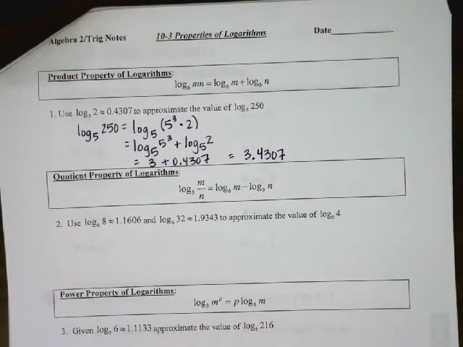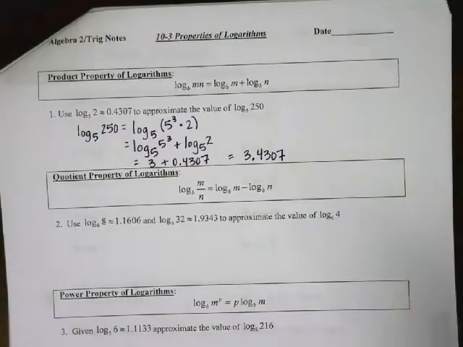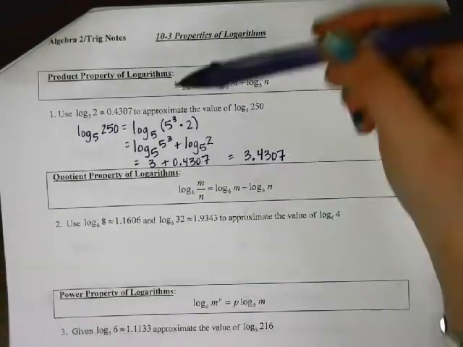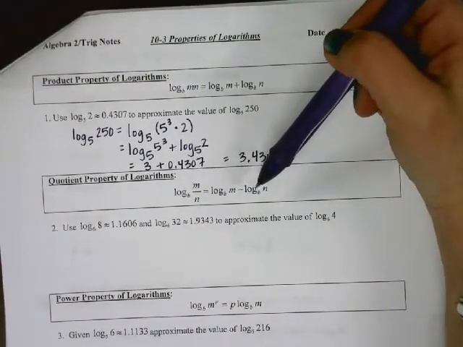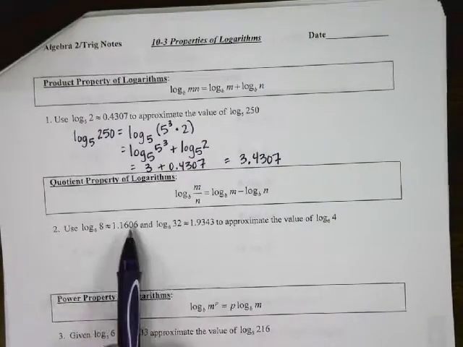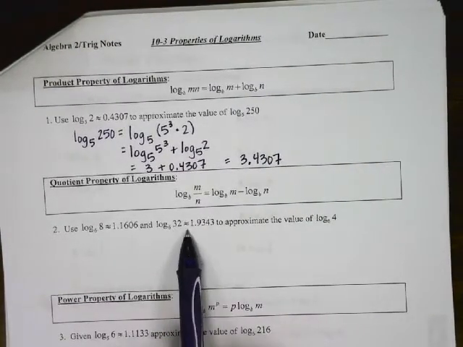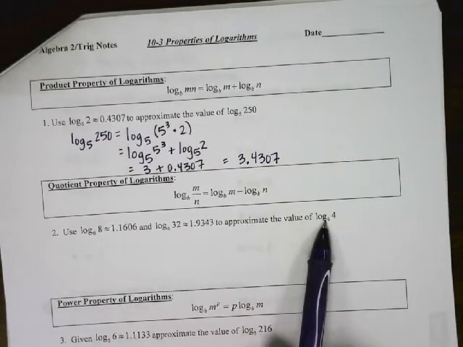Okay. The quotient property of logarithms says if I have log base b of m divided by n, then that would be the same as log base b of m minus log base b of n. You can also think about logs behaving as exponents too. So when I'm multiplying, I add my exponents. When I'm dividing, I subtract my exponents. Okay, so they gave us 2 new ones. They said use log base 6 of 8, which is approximately 1.1606, and log base 6 of 32 is approximately equal to 1.9343 to approximate the value of log base 6 of 4.